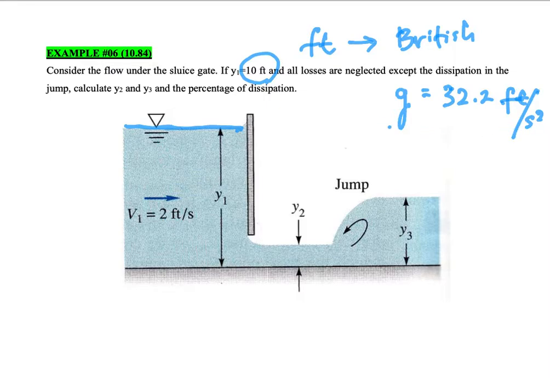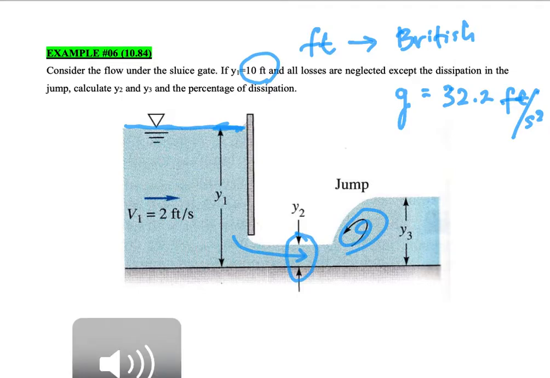Okay, let's say we have this situation. So we have a sluice gate here, the water flows. Because it starts from a very high location at 10 feet here, the Froude number increases, then the hydraulic jump occurs. And we need to predict what is the water depth here and the water depth at the end after the hydraulic jump here.